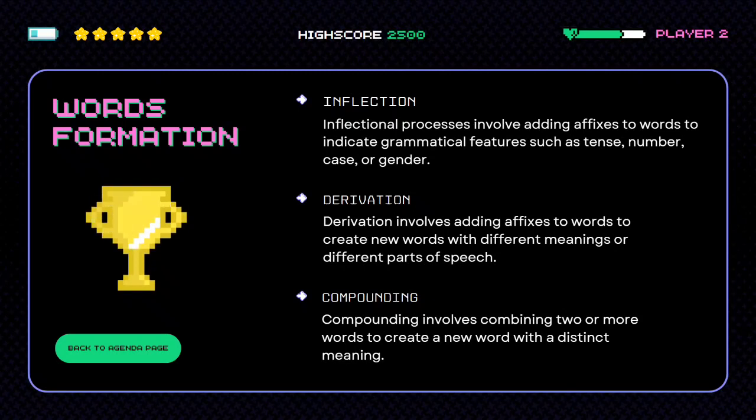Compounding involves combining two or more words to create a new word with a distinct meaning. The constituent words retain their individual meaning but combine to create a new concept. For example, blackboard combines the words black and board to refer to a board that is black in color.